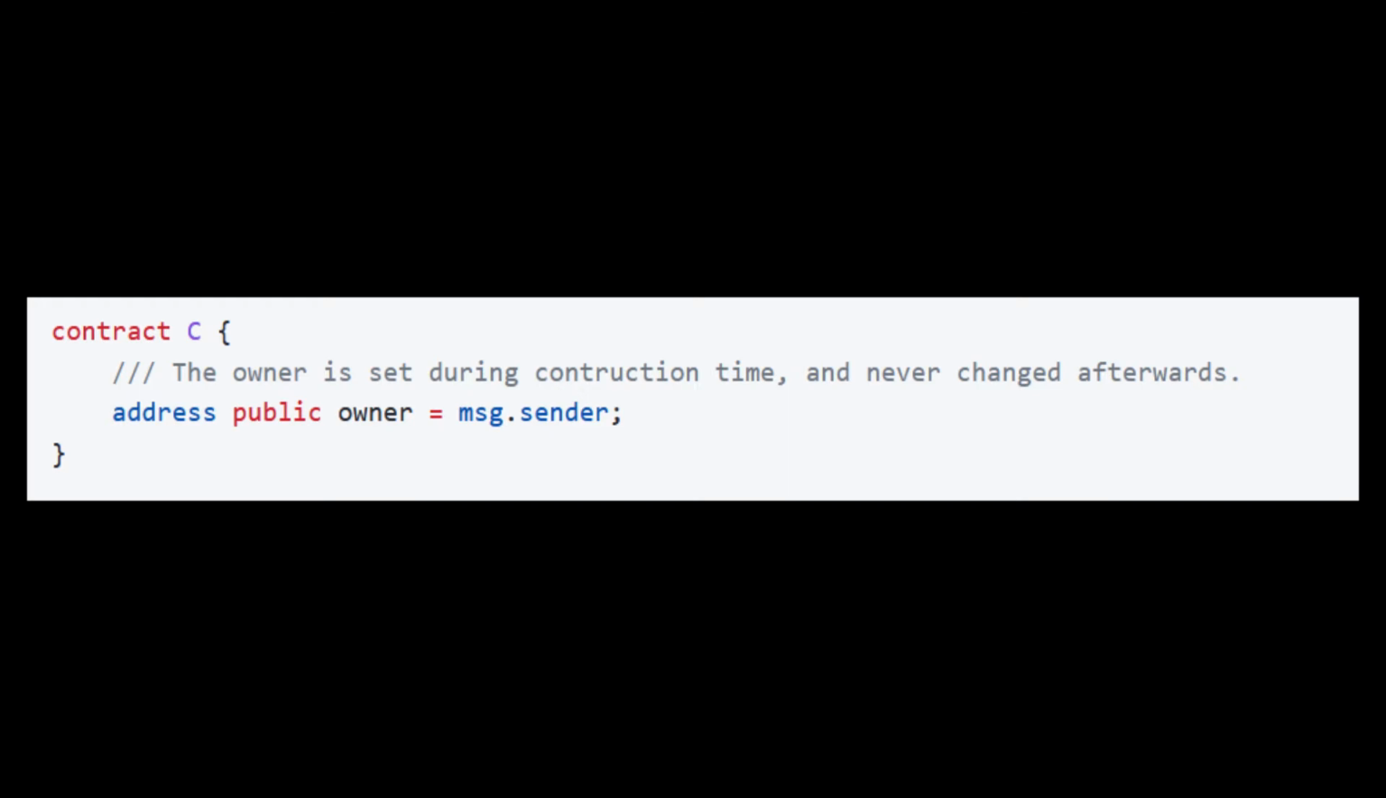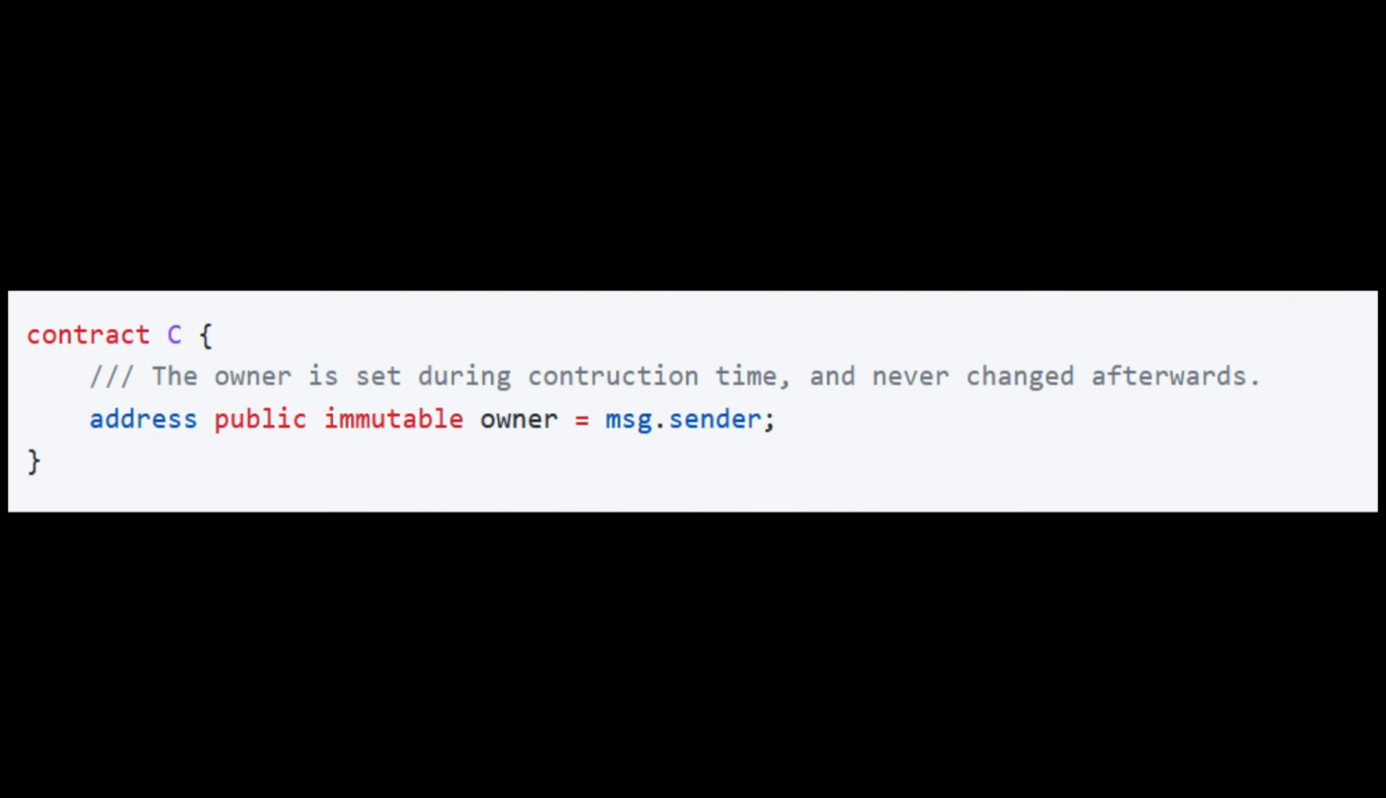But in the second snippet, which is more gas efficient, we have contract C setting owner to msg.sender, which is the same thing that the first snippet of code was doing. The only difference is that we add immutable. And with immutable, the value is set during contract construction time, which costs only around 3 gas, which is a lot more efficient than the very first one.